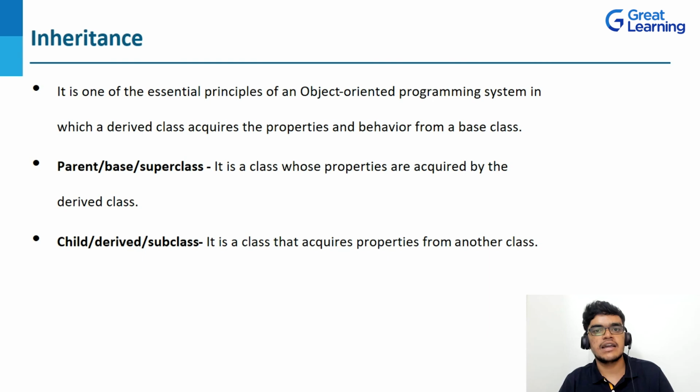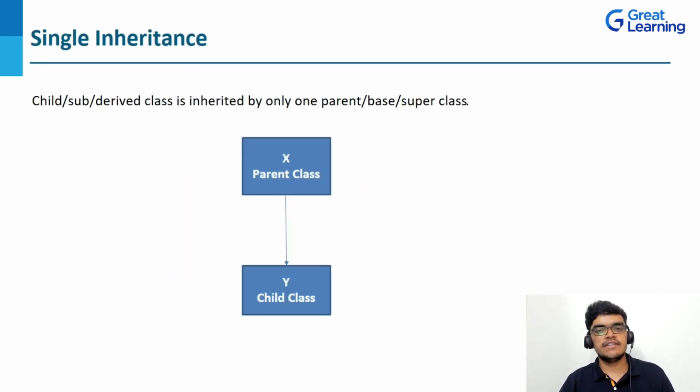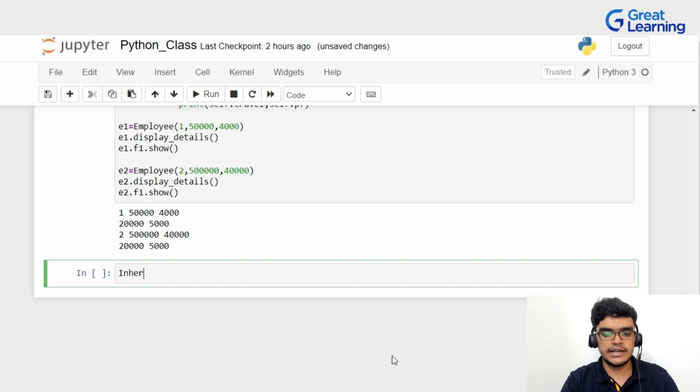So this is the basic idea about inheritance. We have different types of inheritance, so let's see some inheritance examples. We have single inheritance. What happens here? Here the derived class is inherited from only one parent class, right? Here you can see that I have one parent class as X and this is Y. This is my child class, or you can say subclass, and it is inheriting the properties from its parent class. So let's see it in the coding implementation. Let me write here inheritance.